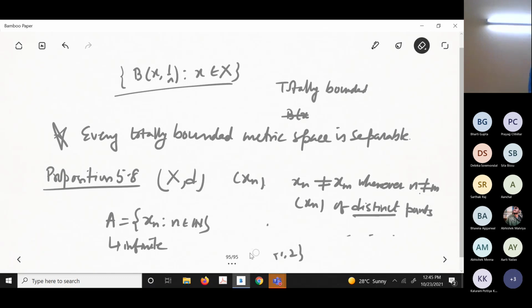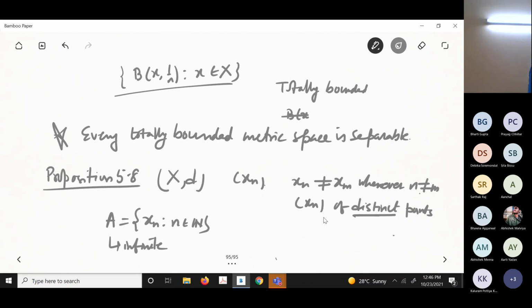So here I am saying that if A has an accumulation point x, then there exists a subsequence xkn of xn such that xkn converges to x. Look here, I am getting infinitely many points. I will get a subsequence, and x is a closure point, so automatically it will be distinct.